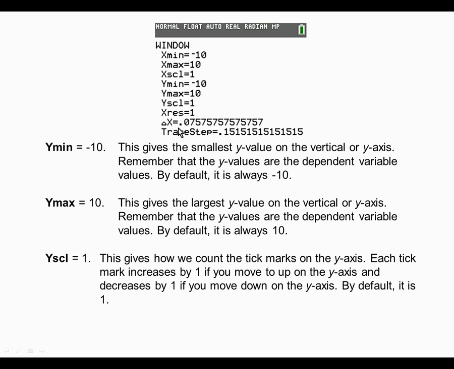In fact, it turns out you really can't control delta x and the trace step. You really can't control them. It seems like you could, but you can't.